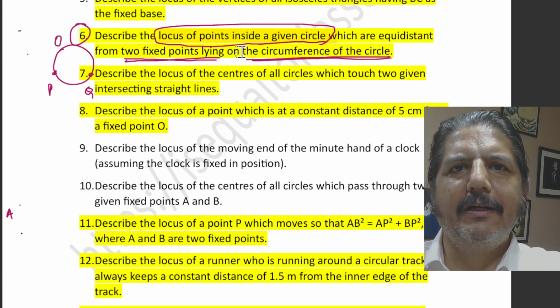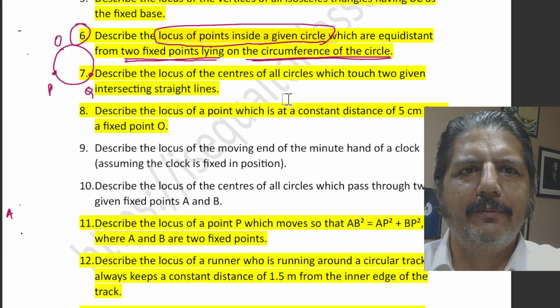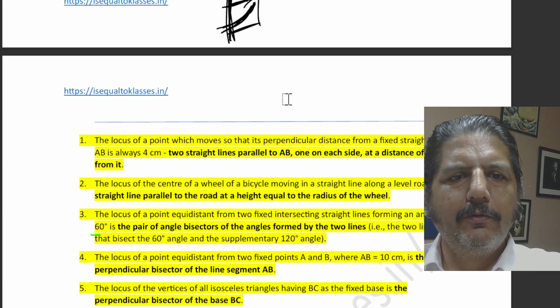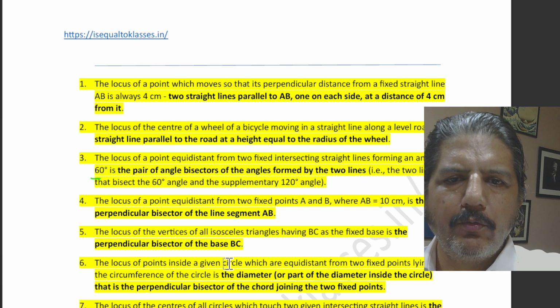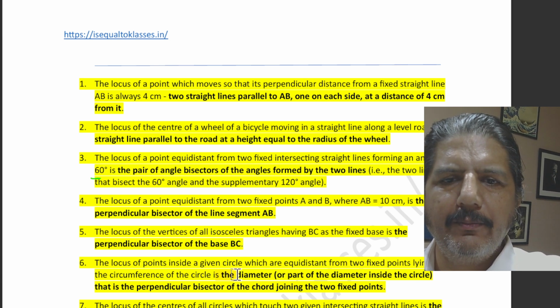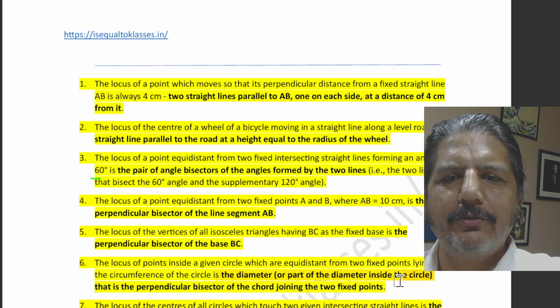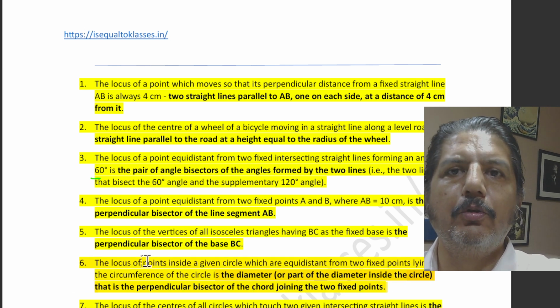Pretty interesting question, and I hope you have understood what I'm trying to say. So what you will write in the exam, you will mention that the locus of points inside is the diameter or part of the diameter inside the circle, that is the perpendicular bisector of the chord joining the two fixed points.